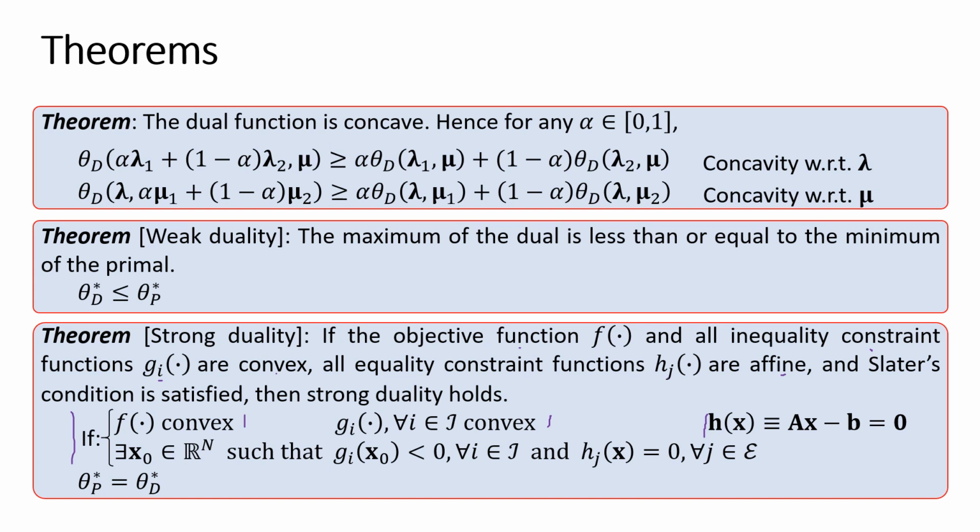And this is Slater's condition. So there must exist a point x naught such that gi of x naught is strictly less than 0. The inequality constraint is strictly satisfied. And hj equals 0. The equality constraints have to be satisfied. Then theta p star equals theta d star. The duality gap is 0.